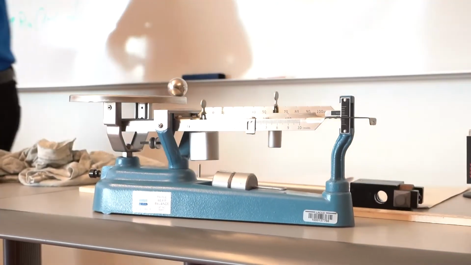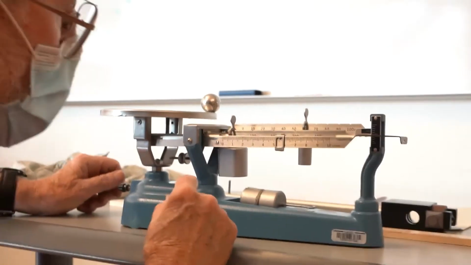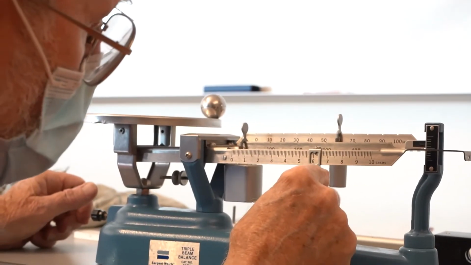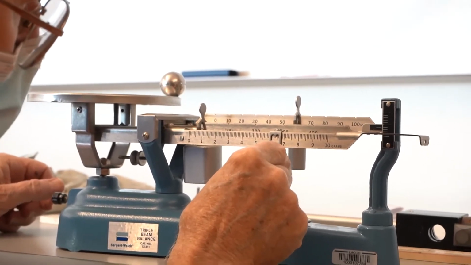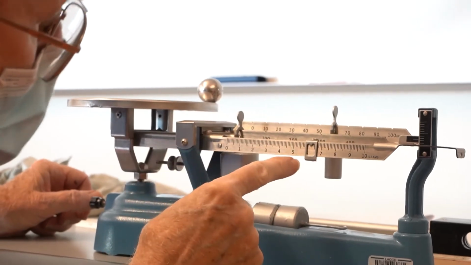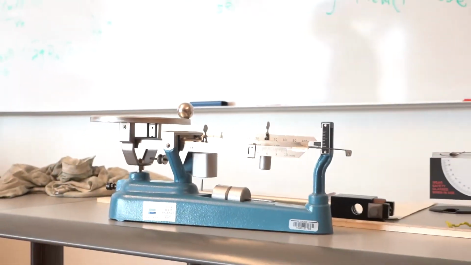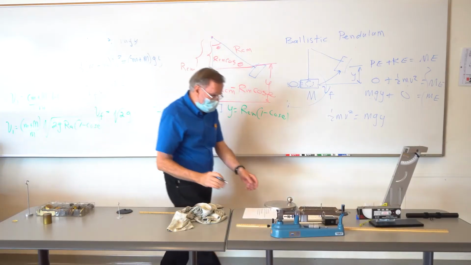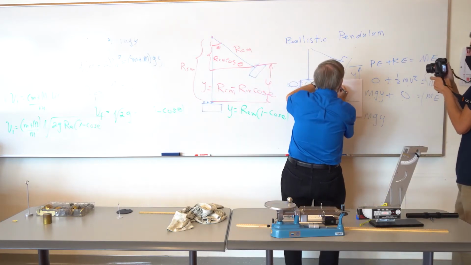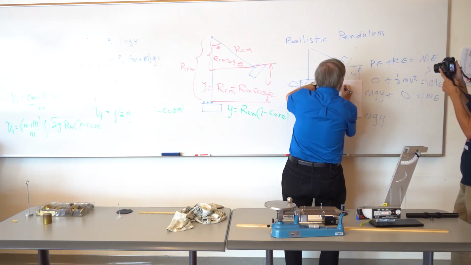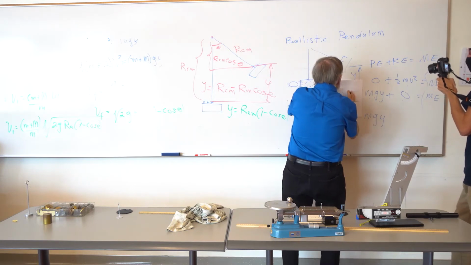Come around to the front, get it. So it looks like we have about 66.3 grams. So that's little m, the mass of the ball, 66.3 grams. You can say plus or minus, say, 0.1 gram. And now the mass of the pendulum.